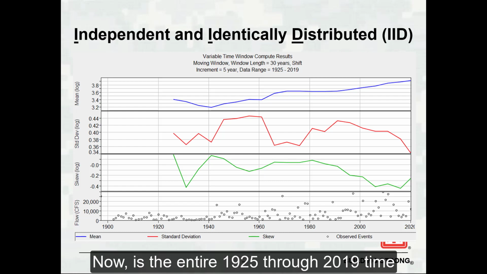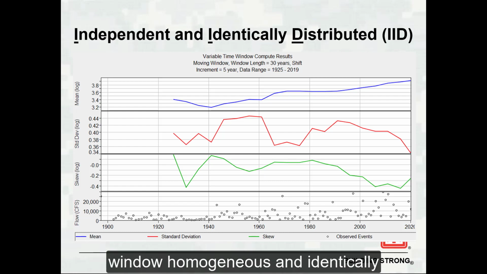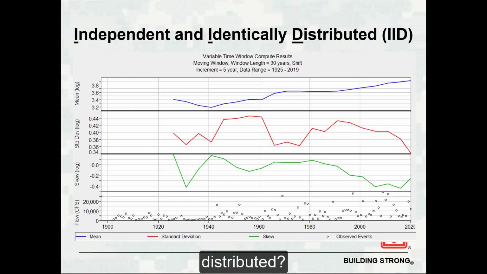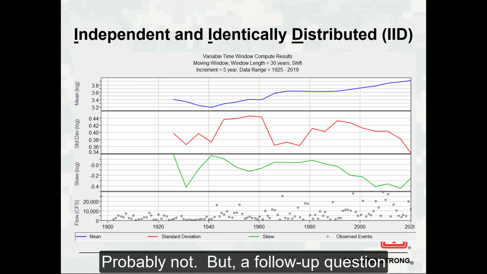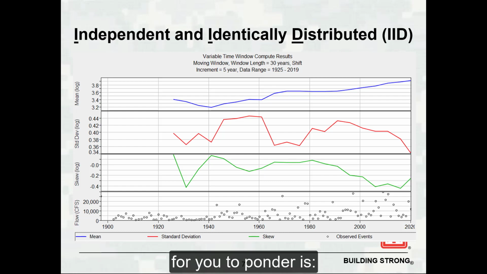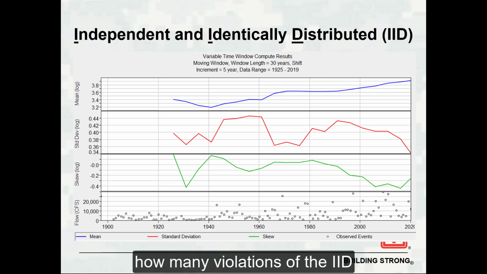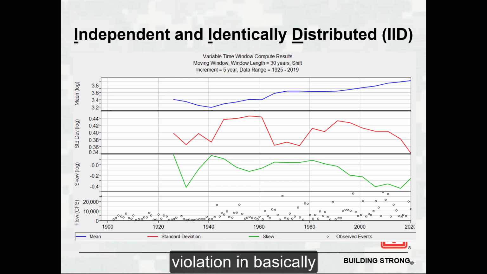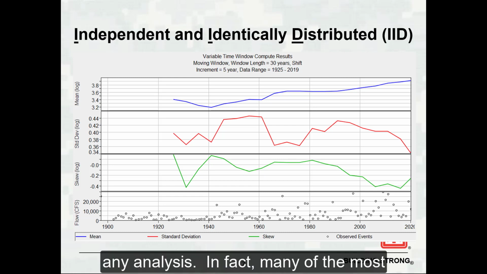Now, is the entire 1925 through 2019 time window homogeneous and identically distributed? Probably not. But a follow-up question for you to ponder is, how many violations of the IID assumption are you willing to live with when doing parametric modeling? It's not too hard to find a little violation in basically any analysis.